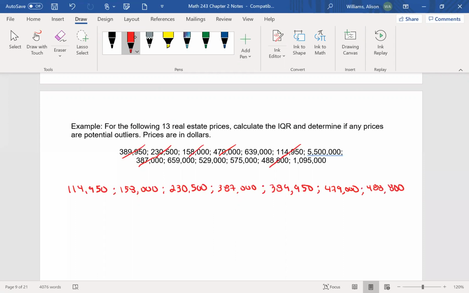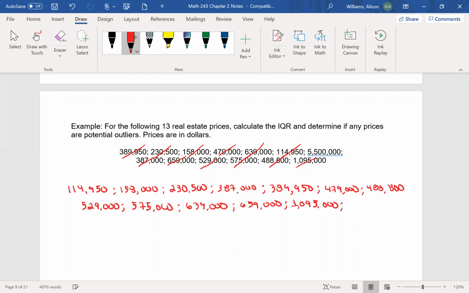All right, so then I'm going to go to the next row here just for space. So I'll have 529,000 first. And then it looks like 575,000 next. 639,000. 659,000. We finally jumped to the millions here. So first one is 1,095,000.